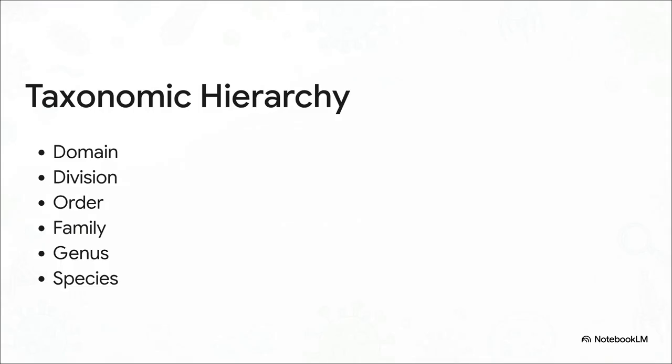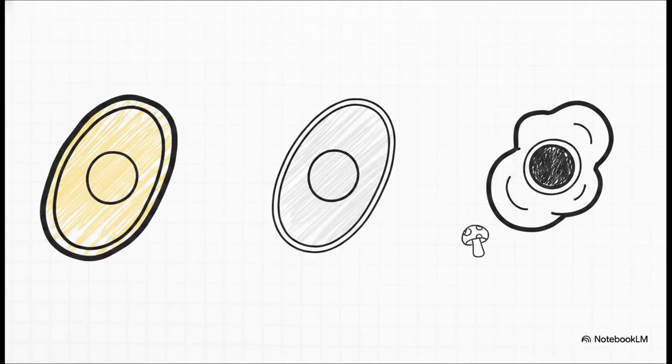To understand how we organize life, we have to look at the taxonomic hierarchy. Think of this kind of like a cascading address system for living things. It starts at the absolute broadest level, the domain, and funnels all the way down to the highly specific species level. So, for example, a bacteria might belong to the domain bacteria, narrowed down through the order Spirochaetales, into the genus Treponema, all the way to the highly specific species pallidum. That gives us Treponema pallidum.